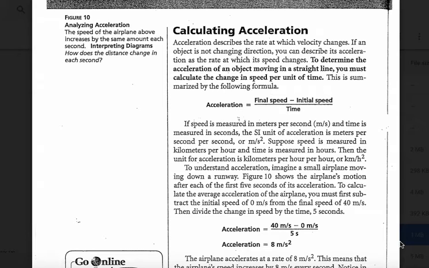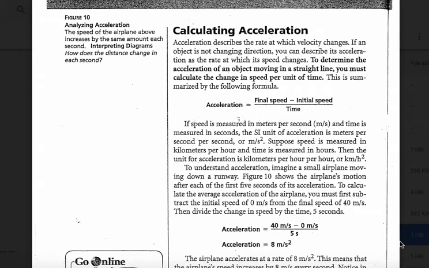If speed is measured in meters per second and time is measured in seconds, the SI unit of acceleration is meters per second per second, or meters per second squared. Suppose speed is measured in kilometers per hour and time is measured in hours. Then the unit for acceleration is kilometers per hour per hour, or kilometers per hour squared.